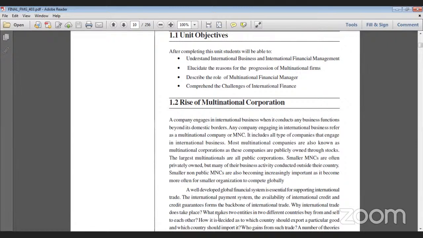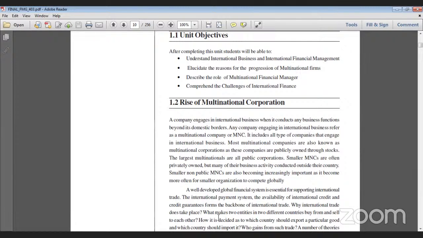multinational corporations, as these companies are publicly owned through stock. The larger multinationals are all public corporations. Similarly, MNCs are often privately owned, with many of their business activities conducted outside their home country. Smaller non-public MNCs are also becoming increasingly important, and it is becoming more common for smaller organizations to compete globally.